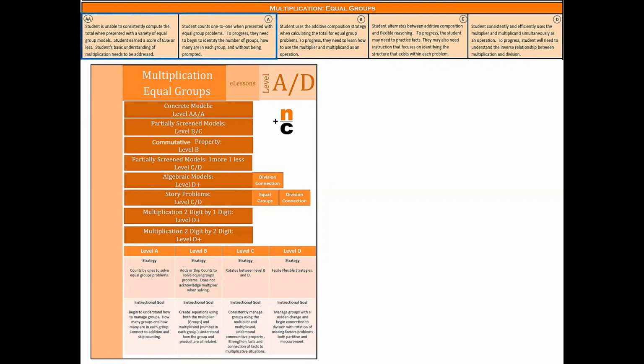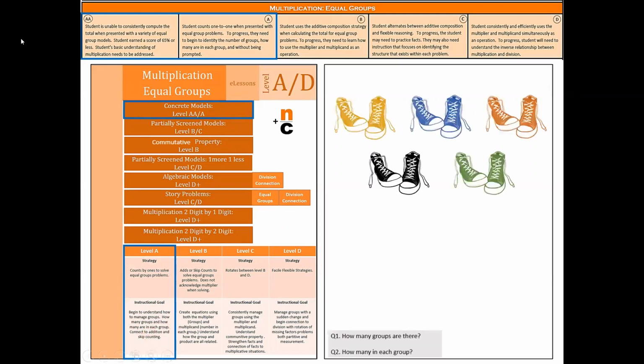So if you take a look, level A and level AA, these are the students you're working with, and right here it has concrete models level A, okay? And if you take a look down here, what it says is the strategy for level A is counts by ones to solve problems with equal groups. And it'll tell you, begin to understand how to manage groups, how many groups and how many are in each group, connect to addition and skip counting. So with the mini lessons that you'll be doing with them, there's a bunch of these. We'll just go over a couple. It says how many groups are there. The prompts are at the bottom for you.